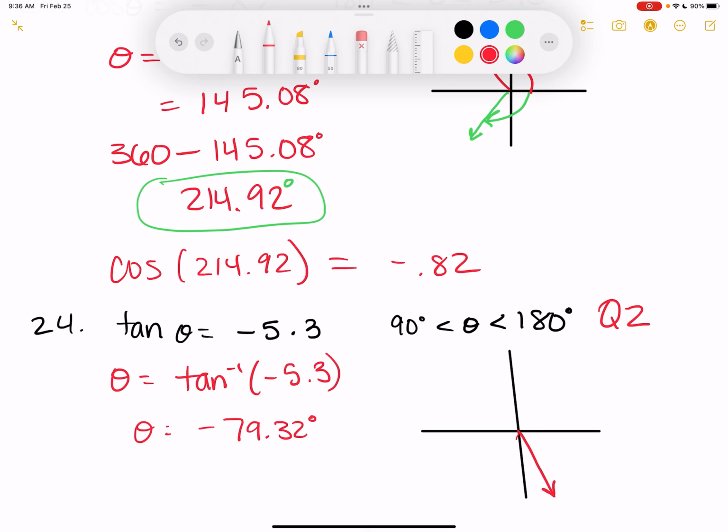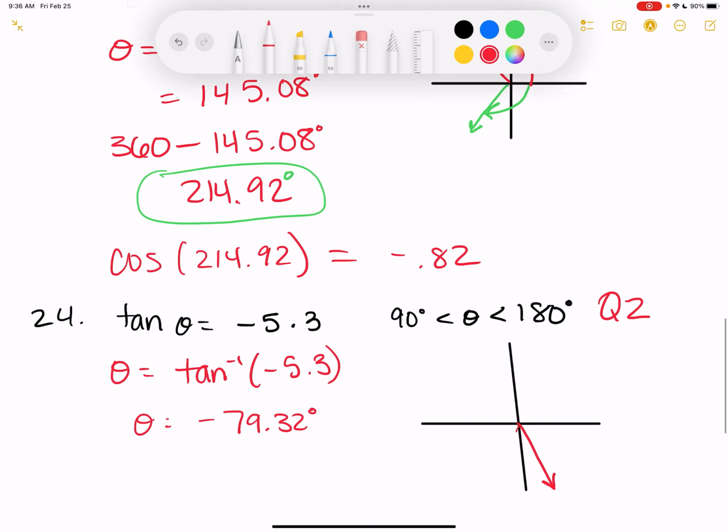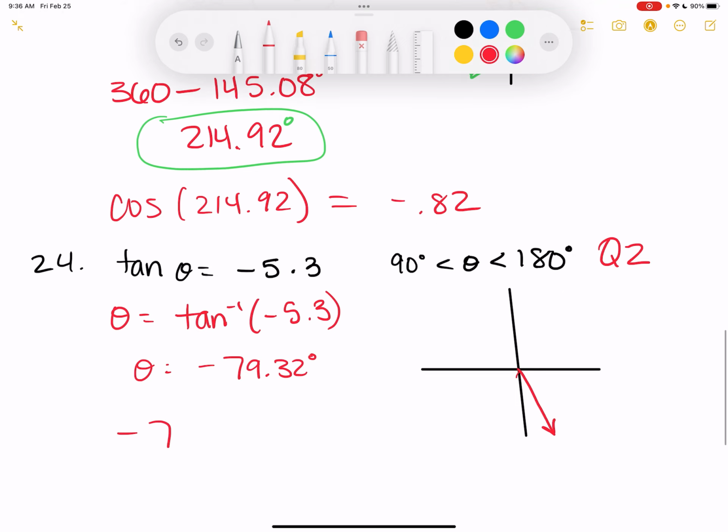So now we have it, what is it for this? It's not 360 minus that. We have to go from quadrant 4 to quadrant 2. Do you subtract? Add 180. Yep. Add 180? Add 180. Wow. Lucky.